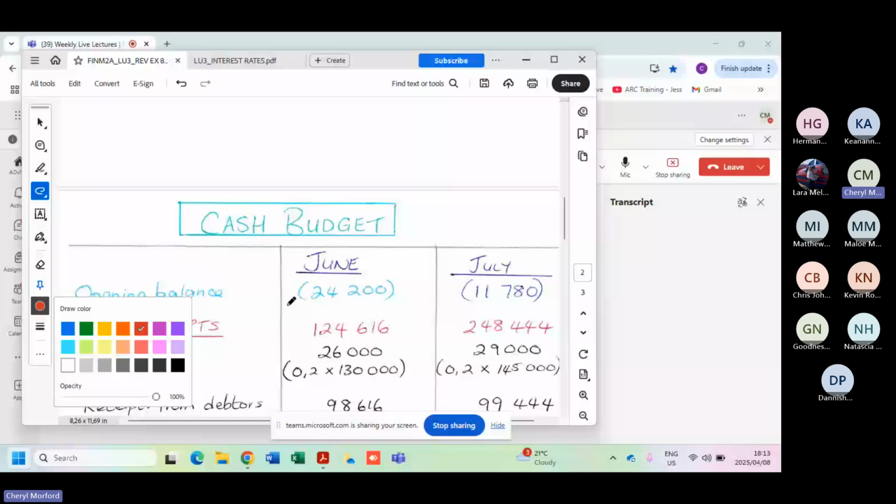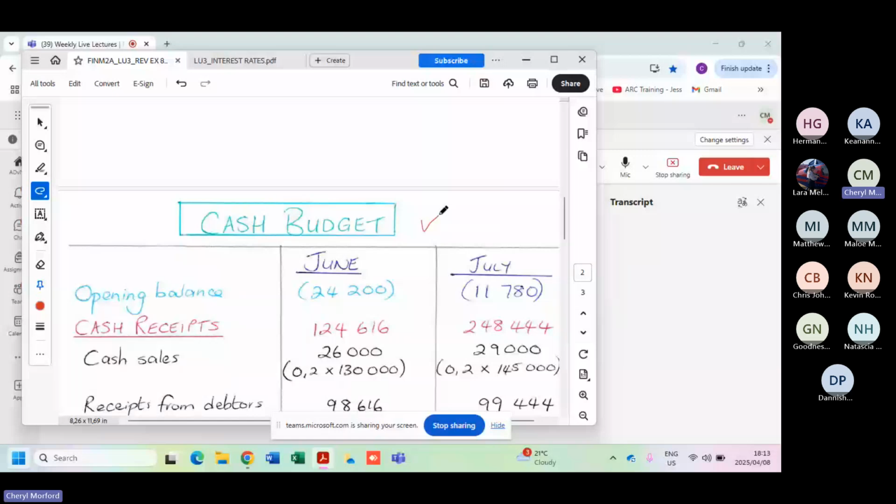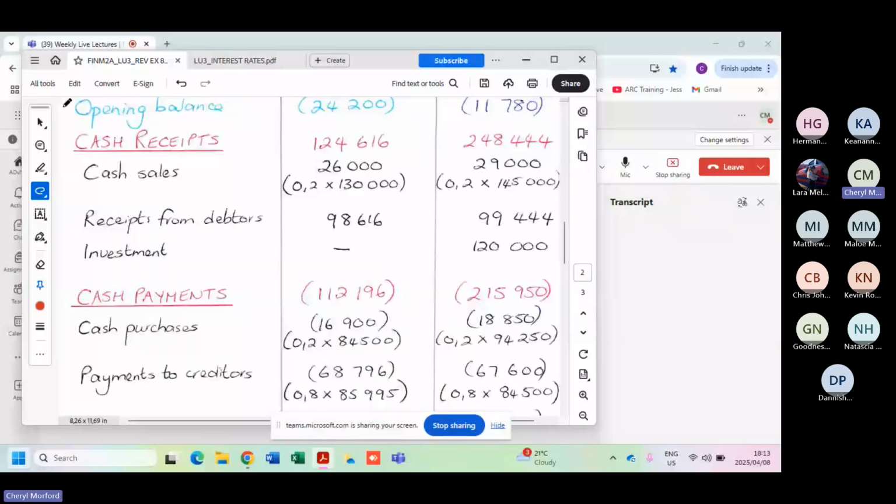A column for each month. How do we set it out? Always kick off with an opening balance. Then make yourself a heading called cash receipts. Make yourself a heading lower down for cash payments. Then read your question, because each question has different items in it. So make yourself a list by reading the transactions, a list of all of the possible receipts in the form of cash, and then just itemize them in there.